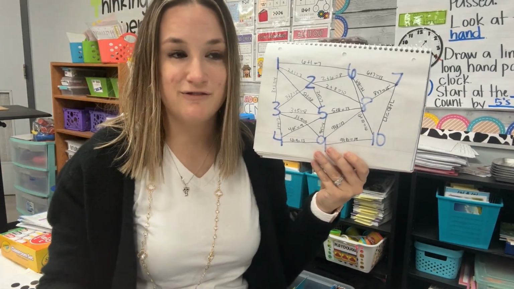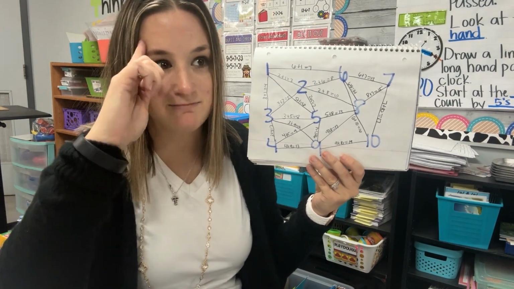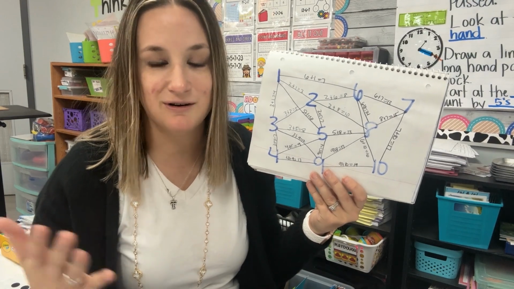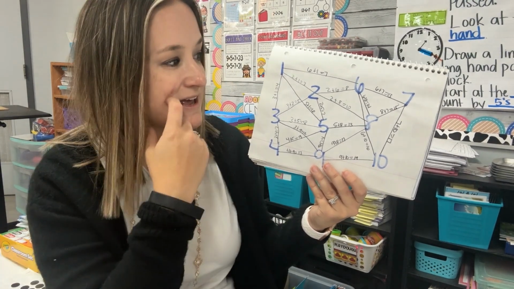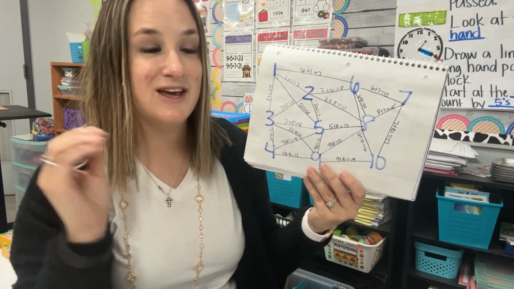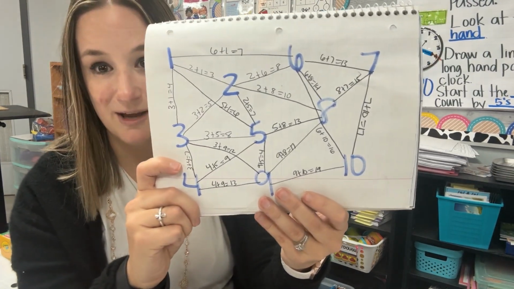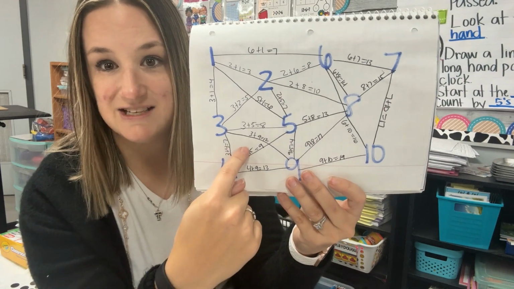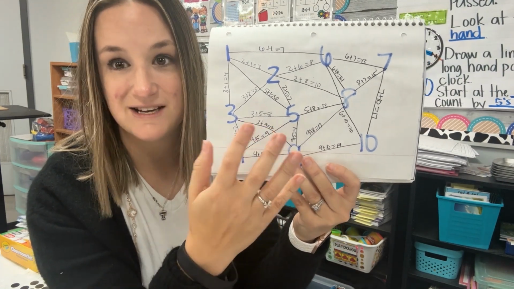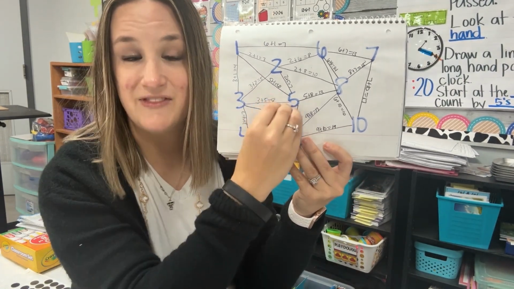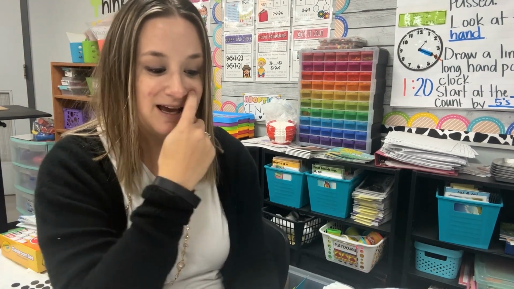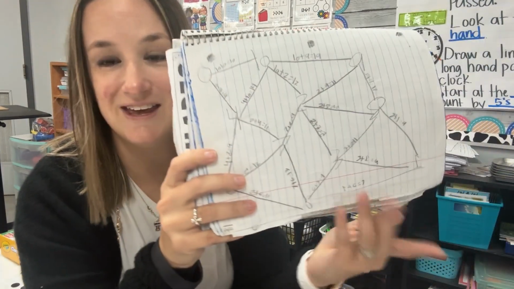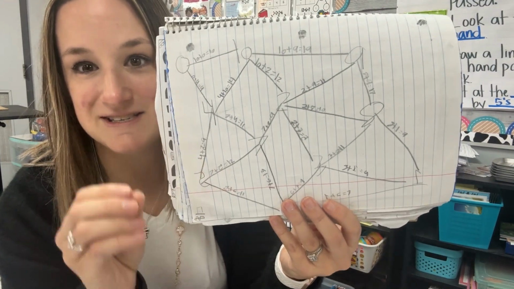I set the timer for 5 minutes, 3 minutes, however long you want to, and I say go, and they start to create their own number web with the addition facts that they can create using the numbers that they wrote in their journal, and they absolutely love it. My kids asked to play every single day last week. They thought it was so fun.